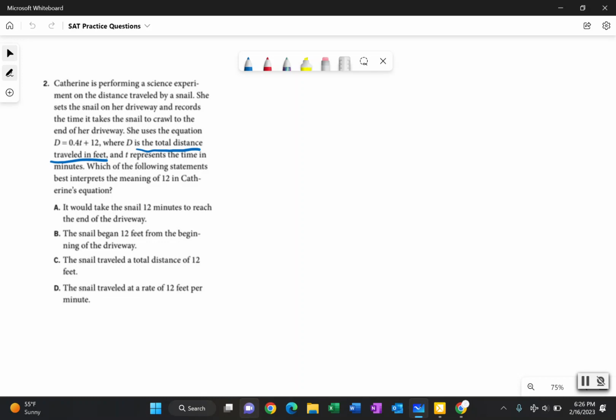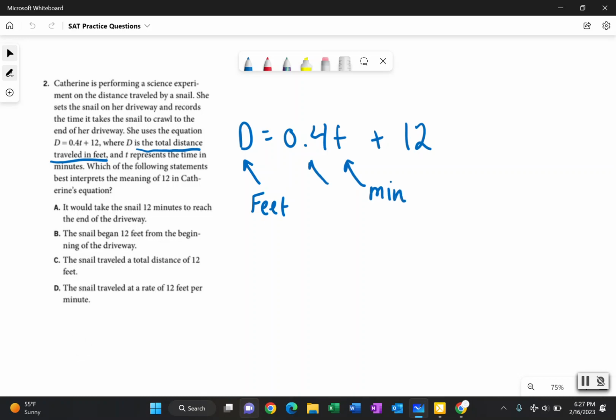All right, so we're given that equation. d is equal to 0.4 times t plus 12. So we know d is going to be in feet. We know t is in minutes. And if we need to get feet to minutes, it's going to be this 0.4, the units is going to be feet per minute. So then the minutes cancel, right? If we're trying to get d, our total distance in feet, that means 12 has to be feet as well. That has to be the unit, all right?